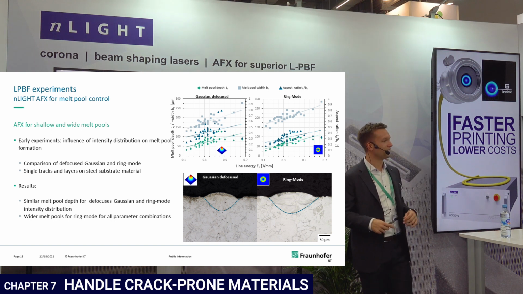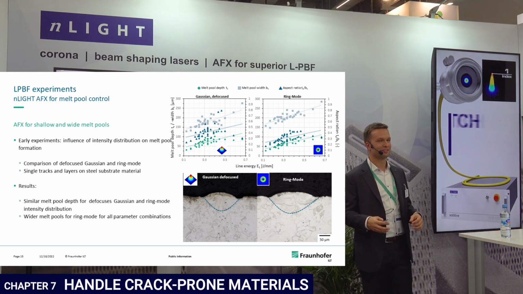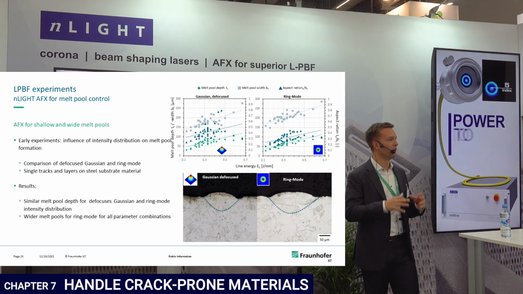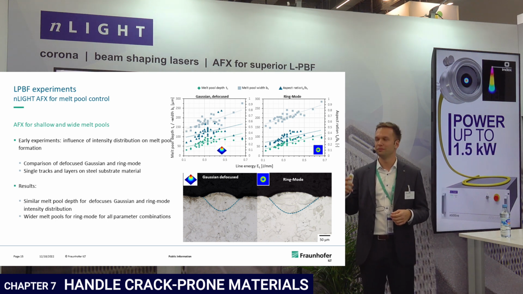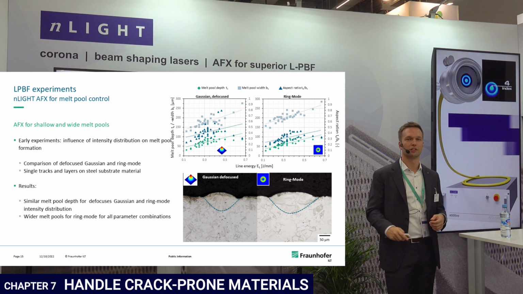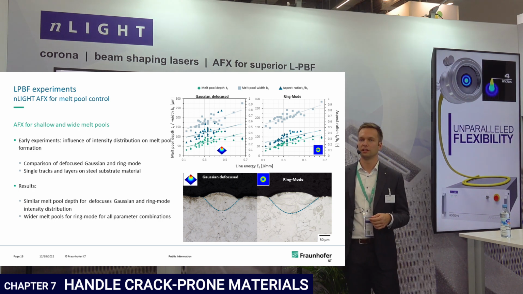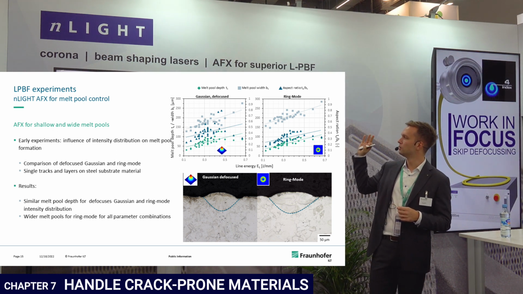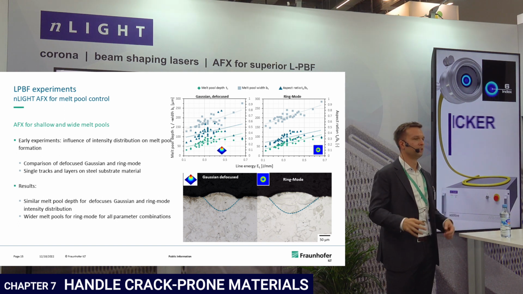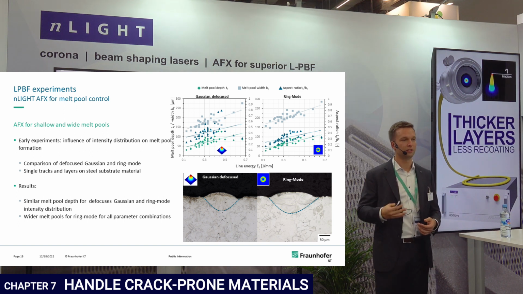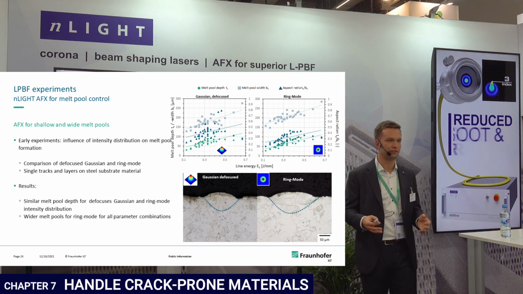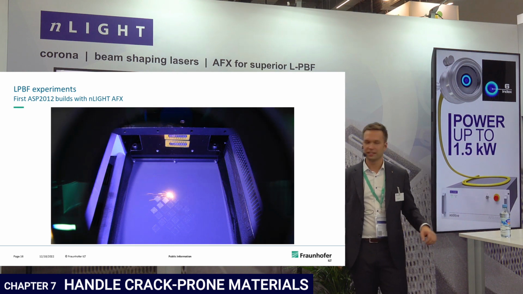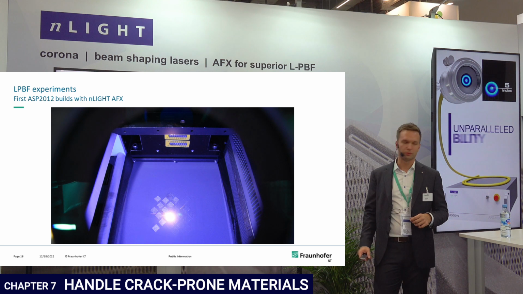So we figured out it would be very useful to do some additional tests based on the results we already had from the AFX. We already knew that we can generate very nice and flat melt pools with it, even compared to the defocused Gaussian beam of similar diameter. You end up with a much wider melt pool, similar depth, which gives us enough leeway to have robust processing and do not end up with a lot of defects due to lack of fusion. I've brought a video of the process with the AFX laser. It works well.